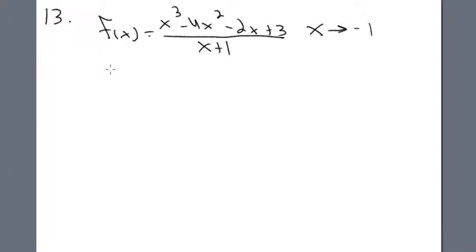First step, indeterminate form, plug in negative 1. The bottom, negative 1 plus 1 is 0. The top, negative 1 cubed is negative 1. Minus 4 times negative 1 squared, that'd be 1. So 1 minus 4 is negative 3. Minus, minus 2, and then plus 3, that does turn into 0. And this is going to be indeterminate form.